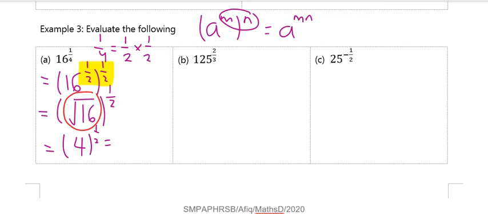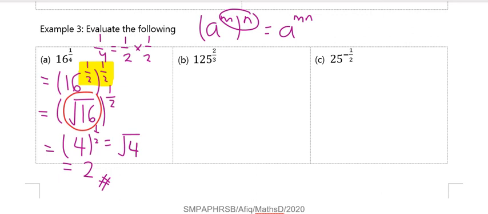Here you are left with 4 to the power half, which is actually the square root of 4. So your final answer will be 2. Right, so that's the first one. Let's have a look at the second one: 125 to the power of 2 out of 3.